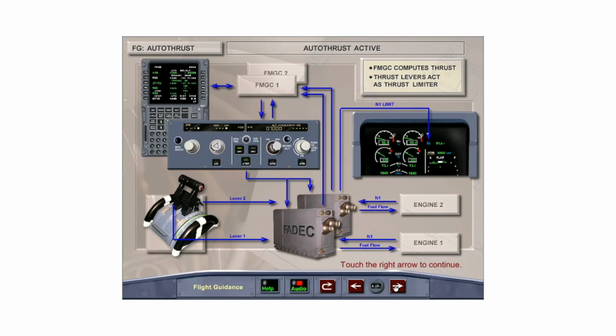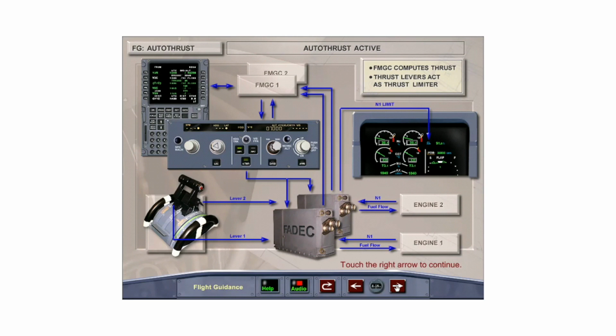With auto thrust active, the FMGC computes the thrust required according to demands from the MCDU and/or the FCU, then transmits this data to the Full Authority Digital Engine Control, or FADEC, via the FCU. FADEC then controls the fuel flow in order to achieve the desired N1. The thrust lever acts only as an N1 upper limit, which FADEC computes and displays on the upper ECAM. These limits are climb, with both engines operating, and MCT, with one engine inoperative.